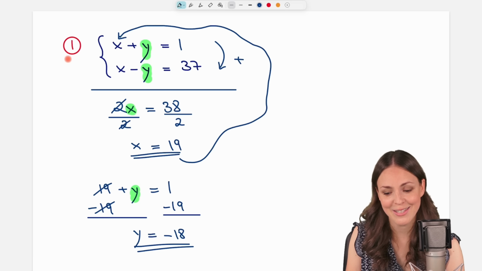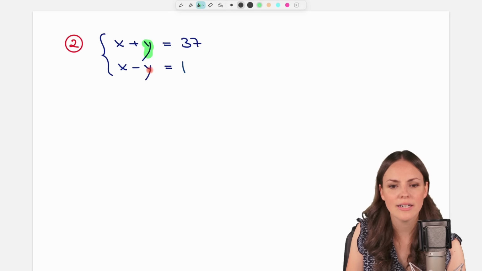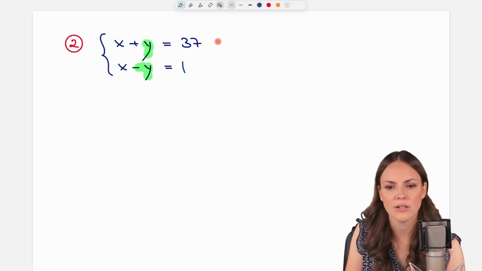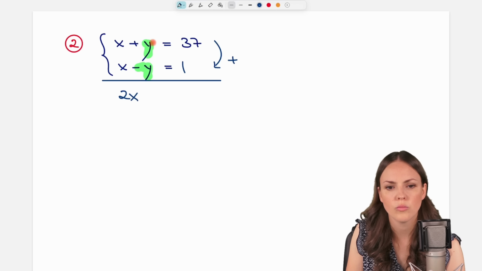We just found solutions for x and y, but let's keep these solutions in mind because this was just the first case. We have more cases to take a look at, so let's go to the second case and solve this system of equations now. It's very similar, but not the same. So we have y here again and negative y here again, so we can add these two equations again, so that we have x plus x, which is 2x, the y cancels out, and on the other side we have 37 plus 1 is 38.